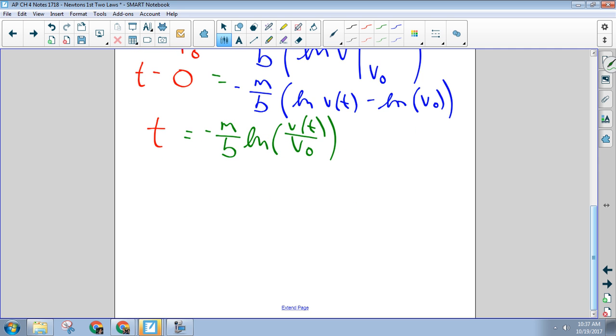All right, so what should I do next? Divide by negative m. Yeah, let's move the negative m over b to the other side. So you get negative mt over b. Oh, no, you don't. You totally don't. I always make that mistake, so watch me if I do that. All right, so you get that equals the natural log of vt over v naught.